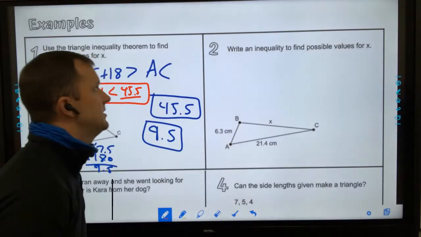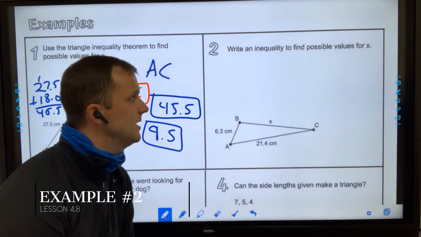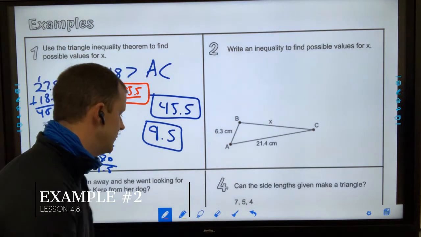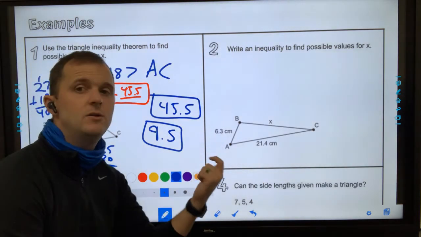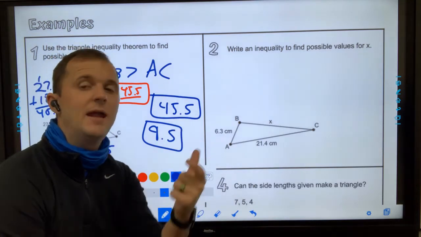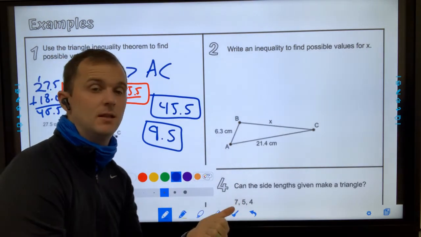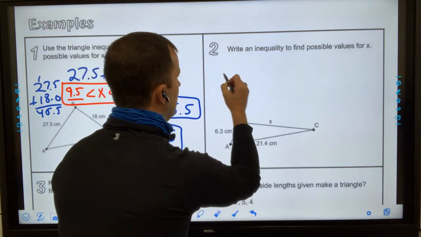So on example number 2, it says, write an inequality to find the possible values for x, which is my third side here. Over on example number 1, all I did was take the two values, add them together to get the greatest, then subtract them to get the lowest. Okay, so I'm going to go and just write my inequality.